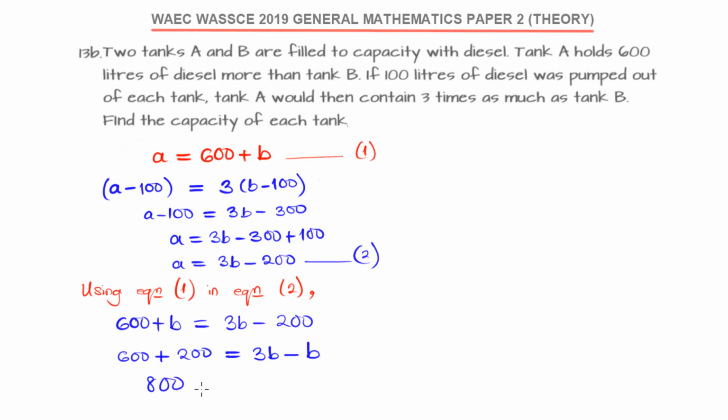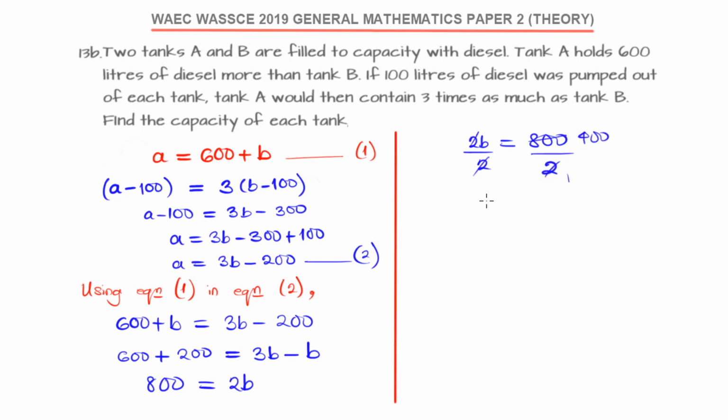800 is equal to 2B. And if we are to divide both sides by 2, the left-hand side and the right-hand side, we can just say over 2 and over 2. Then the 2 will cut out. 2 in 800 is 400. B will be 400 liters.